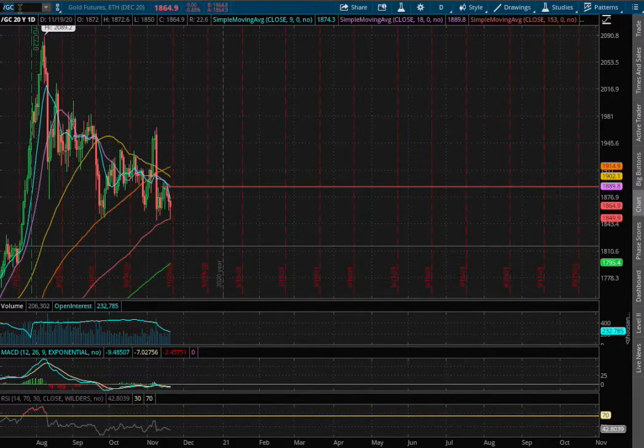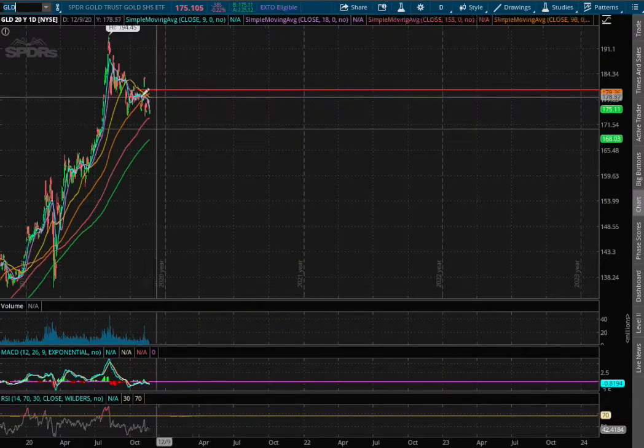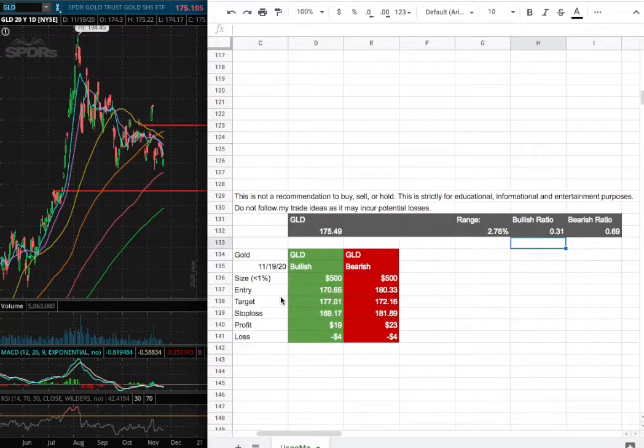As for the trade idea of the week, I'll be trading GLD, and as for my position size, that will be less than 1% of my portfolio, and my long entry will be at $170.65, which is this range right there, and that coincides with resistance in the past, and since we're above resistance, that will act as our support. The sell target will be $177.01, and the stop loss will be at $169.17.